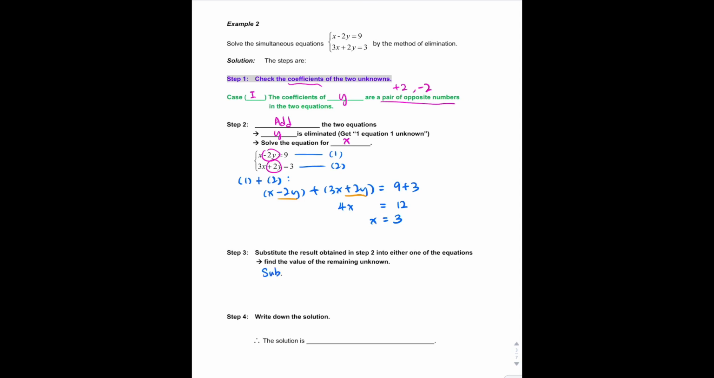After we find the value of x, we can substitute x equals 3 into either equation. Say we choose equation 1. And then we have 3 minus 2y equals 9. So we have negative 6 equals 2y. So y is equal to negative 3. Finally, the solution of these equations is x equals 3 and y equals negative 3.